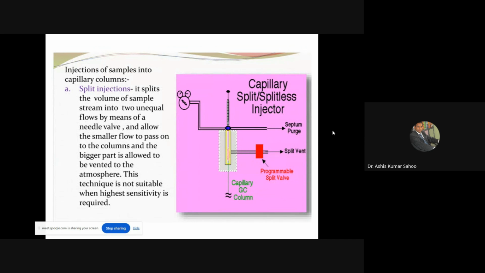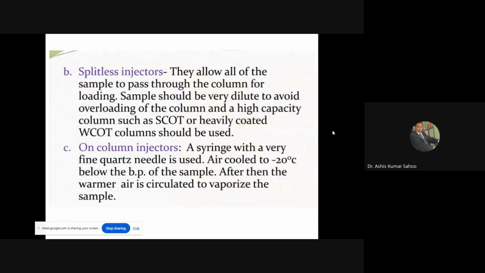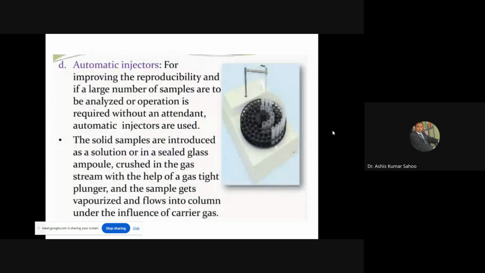This is the capillary split/splitless injector. The split injector splits the volume of the sample stream into two unequal flows by means of a needle valve, allowing the smaller flow to pass onto the column. Splitless injectors allow all the sample to pass through to the column, for loading on the column, in series with a vent. These are the different conditions for injection of sample into a capillary column. With an automatic injector, we can inject the sample automatically.